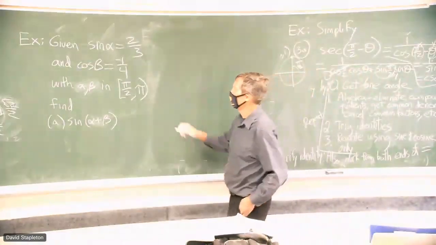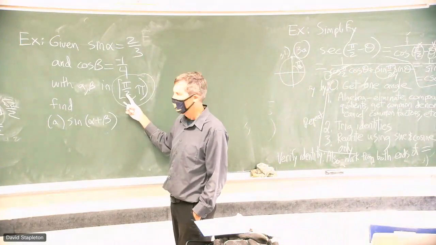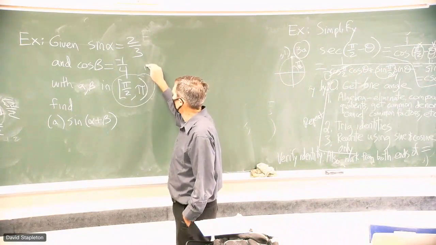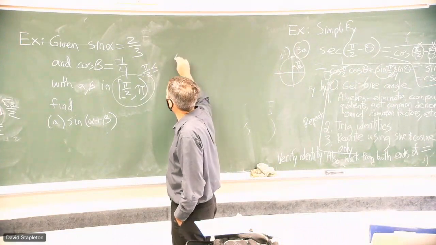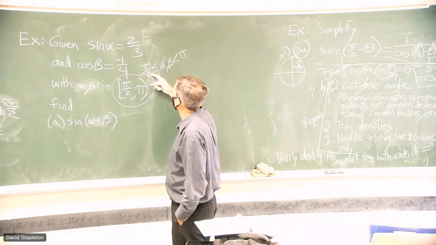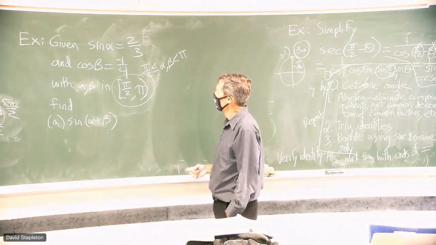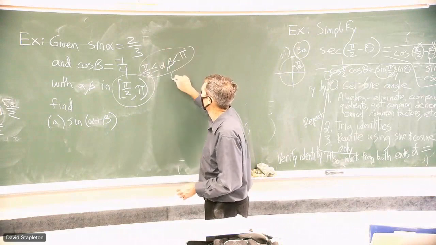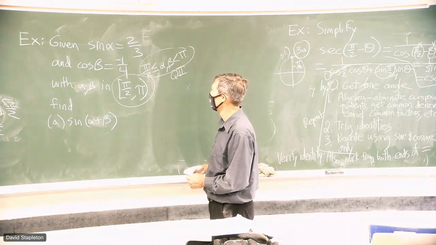Well, what does this mean first? Alpha, beta in this interval. In this interval notation, square bracket means include it. Round bracket means don't include it, so it looks like this. And that is that both alpha and beta are between 90 degrees and 180 degrees, not equal to 180. So it means quadrant 2, that's all it means. So these are both in quadrant 2.